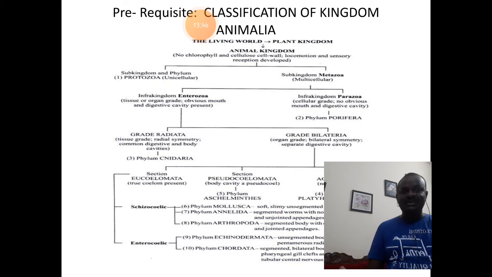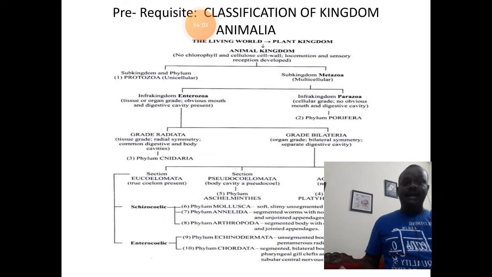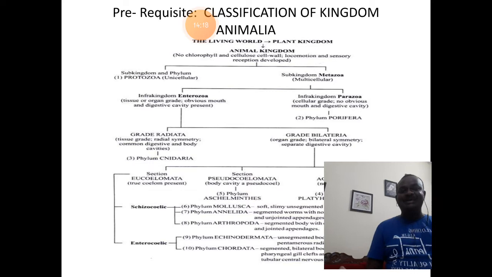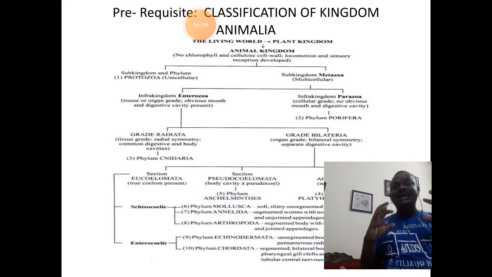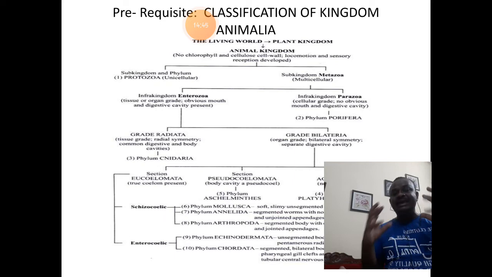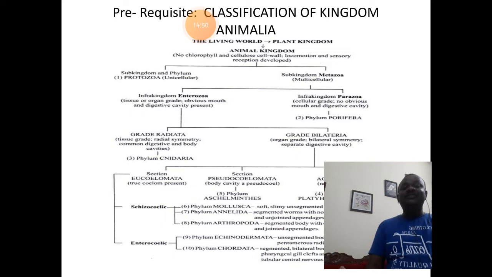Now, the eumetazoans are further divided into two groups of grades, which we call grade Radiata and grade Bilateria, the third line of the classification on this slide. This classification of grades depends on the character called body symmetry. So we are getting introduced to one more new concept called body symmetry. Symmetry generally refers to the division of the body of an organism into two equal halves or mirror images, by either horizontal or vertical division. If you divide an organism to get two equal halves of mirror images, we call it symmetry.